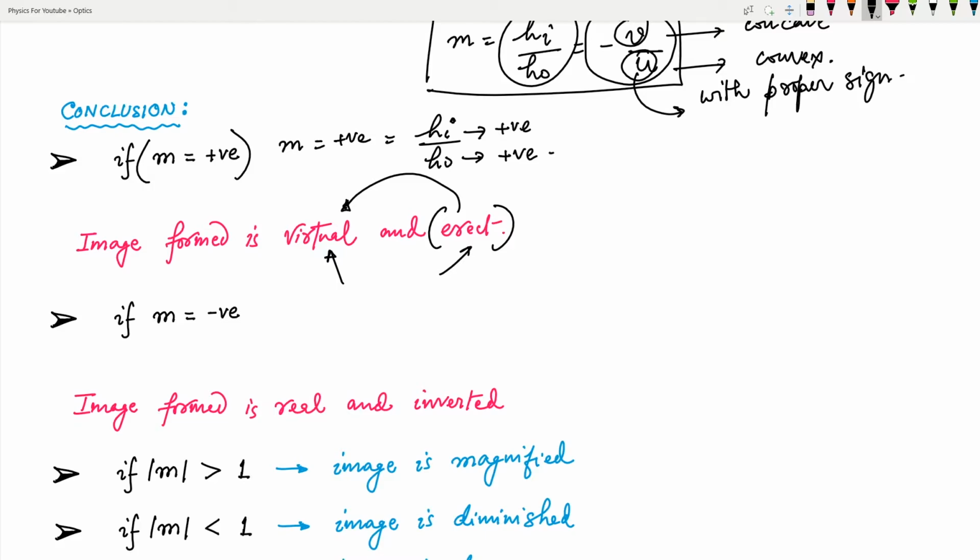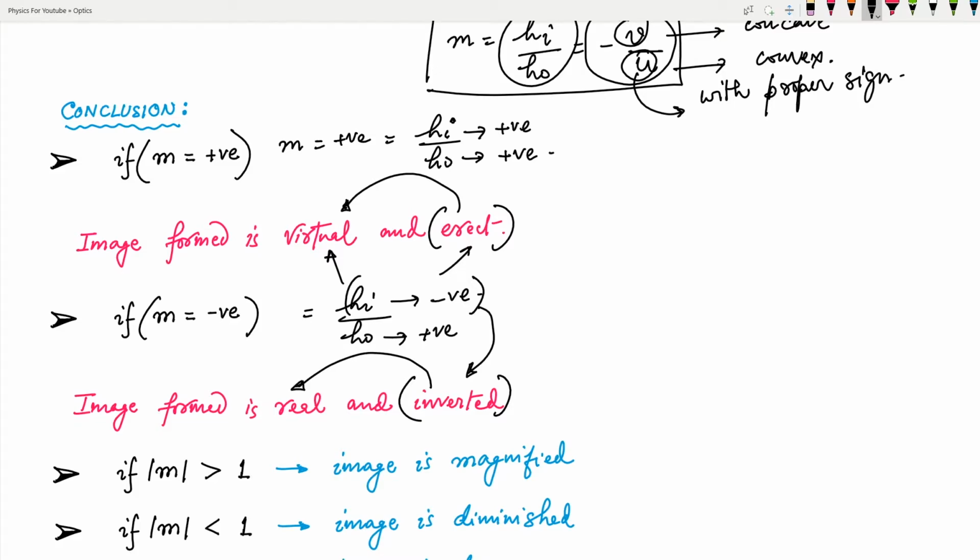So whenever magnification is positive, you should remember that the image is erect, and if it is erect, it has to be virtual. Now coming to the second point, if magnification is negative, we know that ho is always positive. Then hi has to be negative. If the image height is negative, that means it is actually inverted, isn't it? If it is inverted, then we know an inverted image is always a real image. So these are the connections that you need to remember, and it's very important.